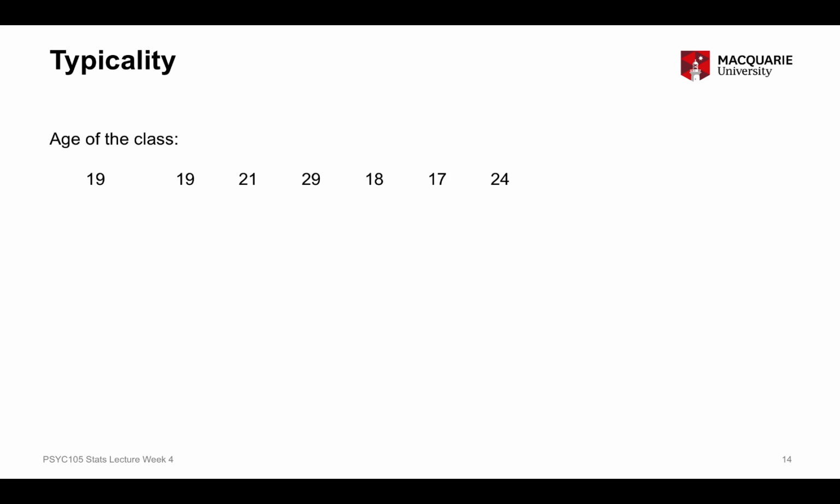All right, so let's say that we've got a bunch of scores which represent different ages of people in our class. So we've got 7 different scores, 7 different people. We've got ages from all of them. You can see that we've got 19, 19, 21, 29, 18, 17, and 24. So this is a variable age. Age is a numeric variable, so thinking about these kinds of summaries are appropriate to this kind of variable.